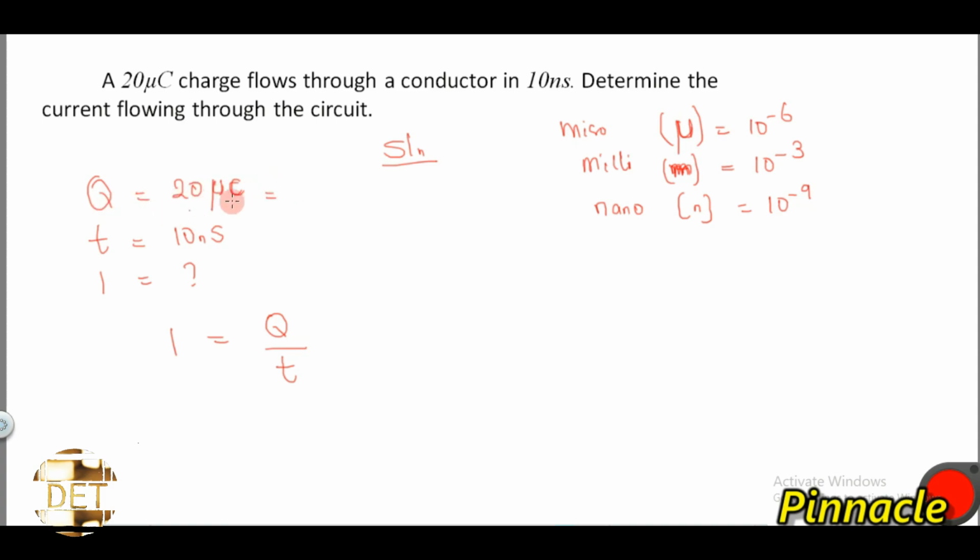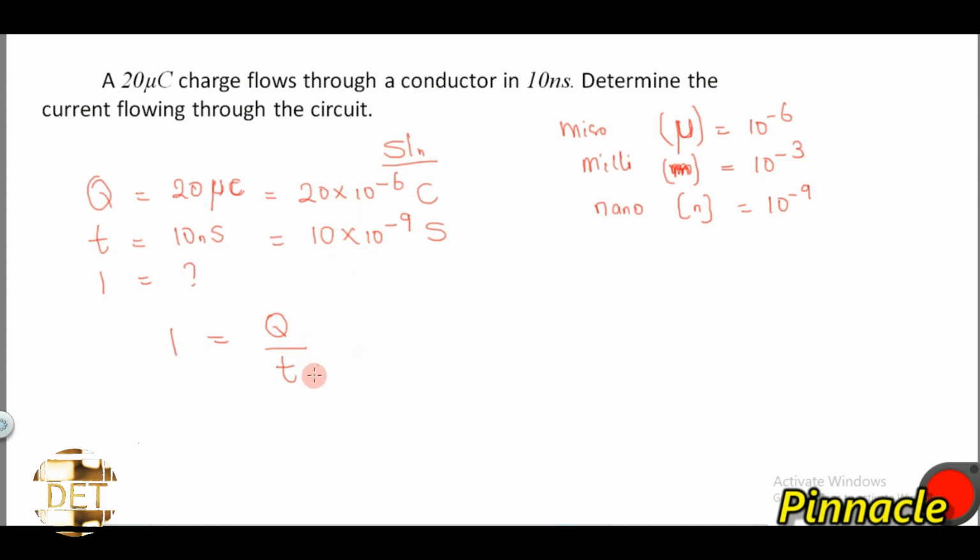So that means that the charge is 20 times 10 raised to power what? Minus 6, because micro in number is 10 raised to power what? Minus 6 coulomb. Then nano means 10 raised to power minus 9. So my 10 nanoseconds is equal to 10 times 10 raised to power what? Minus 9. 10 raised to power minus 9 is the nano, right? Nanoseconds.